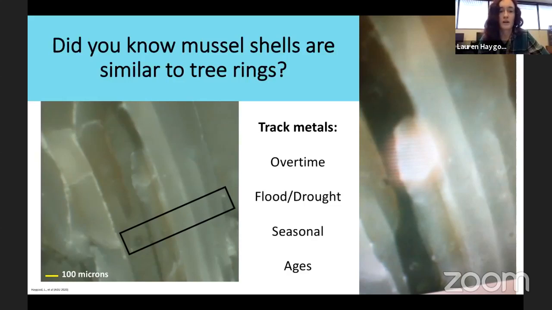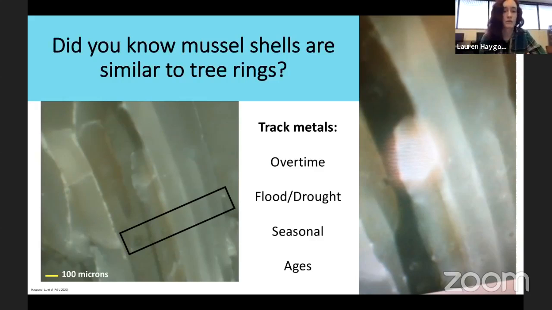And that allows us to track metals over time, because we can go back in time and see how they are fluctuating between the years. That can allow us to track metals in flood and drought periods. With the fact that we can get ages with each growth layer, we can go back in the literature and see, was this a flood period? Was this a drought period? And maybe we saw an increase in metals. Was this flooding or drought?